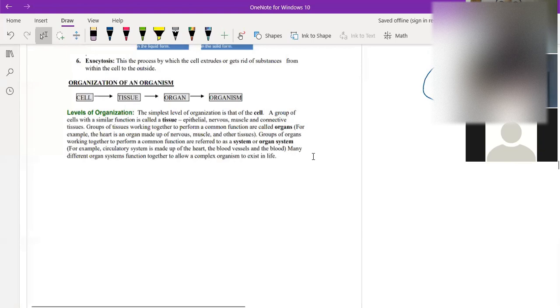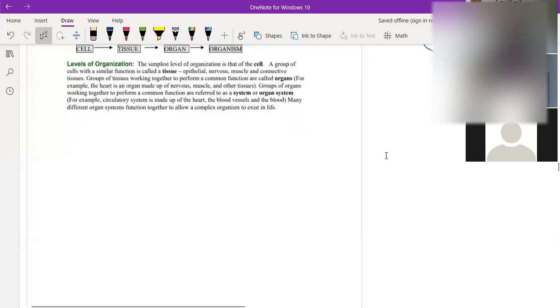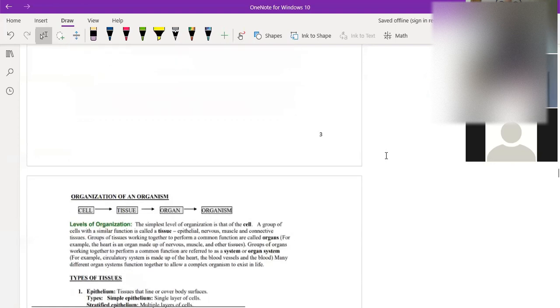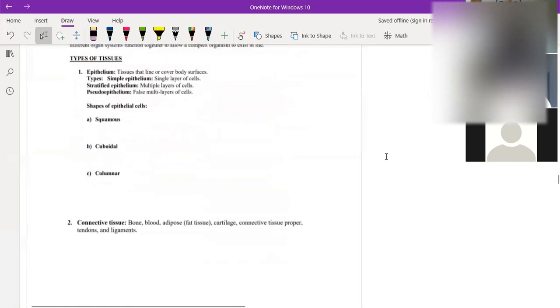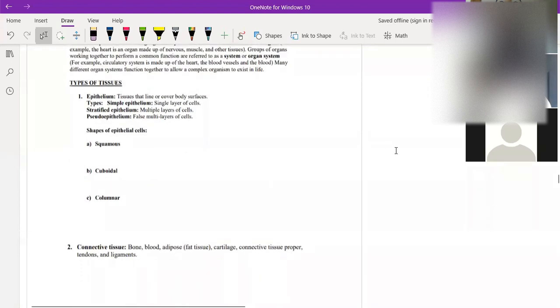Then you have the whole organism being formed. So this is the level of organization. So let's look at some of the types of tissues that we have. The first type of tissue is the epithelial tissue or the epithelium. The tissues that line or cover body surfaces, we call them epithelial tissues. And what are the types? How do you classify them? Classification can be based on the shape.